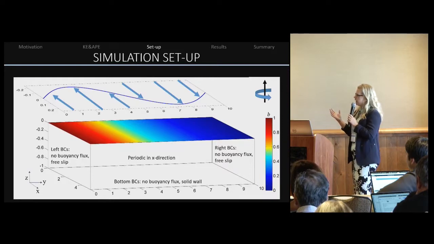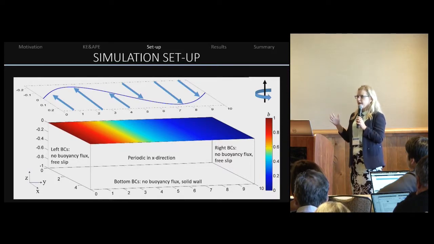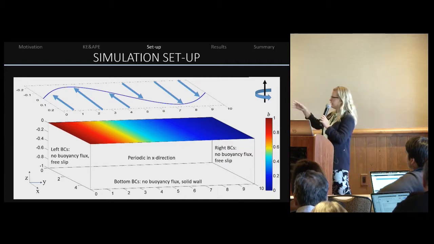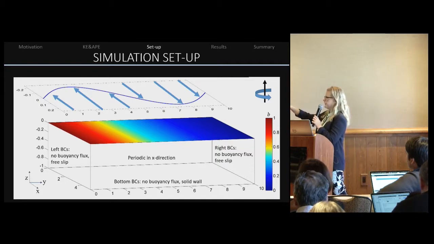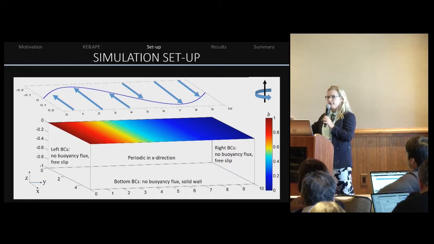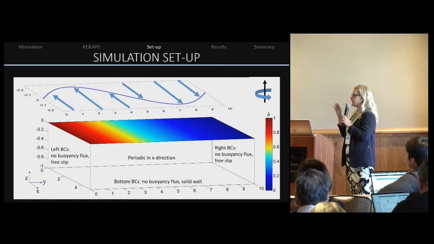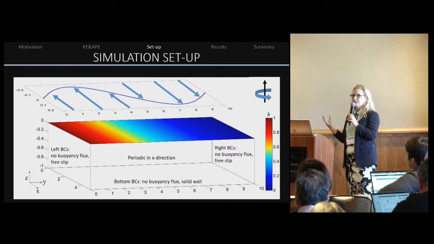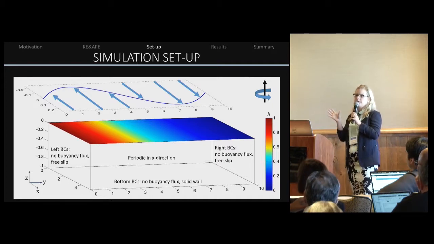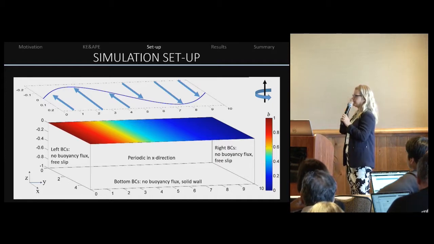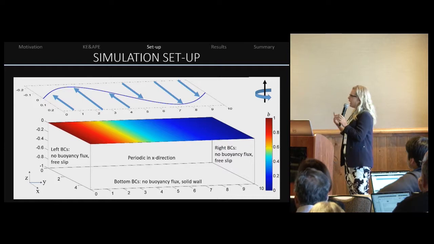We take this domain that is rectangular. It has solid walls on the bottom, and then at the northern and southern ends, so those are the left and right BCs, boundary conditions. And then in the x direction, it is periodic to simulate that we're looking at a chunk of the Southern Ocean where the flow is consistent all across the globe.